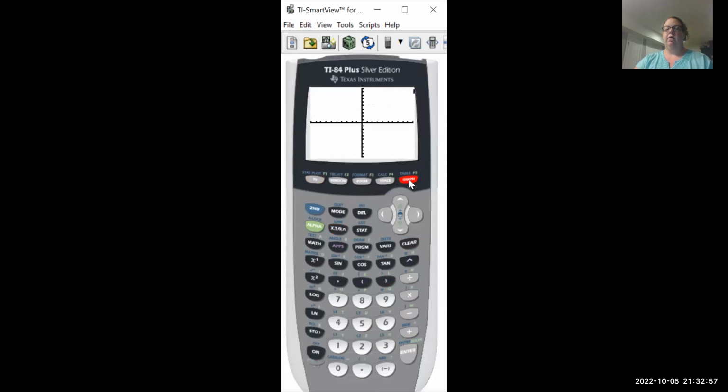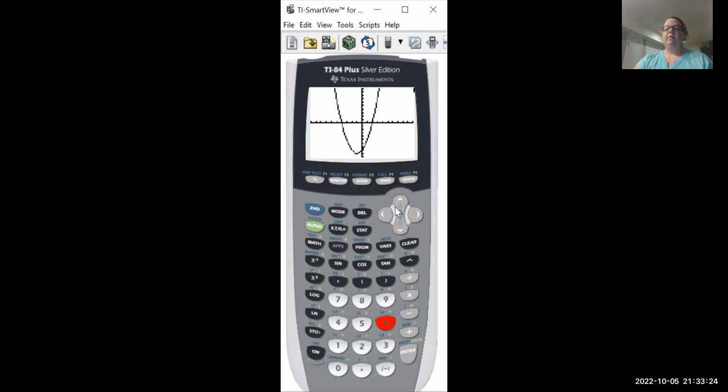You're then going to hit graph. If your graph does not look like mine, go back and check to make sure that you use subtraction signs for everything, not a negative sign, which is down here. Don't use that. You need to use all the subtraction signs, which are up here. If your window is messed up, like you're seeing only a piece of this graph, then hit zoom 6. That will make it go back to the regular screen.